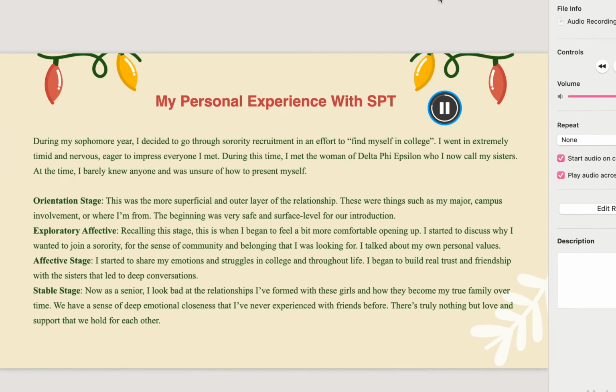Now that I look back at the stable stage, which I can definitely say I'm at now as a senior, I see these relationships that I've formed, and I really see how these girls have become my true family over the past 2 years, and how we hold that deep sense of emotional closeness to each other that I've never experienced with any friends before. And there's really nothing but love and support that we hold for each other.